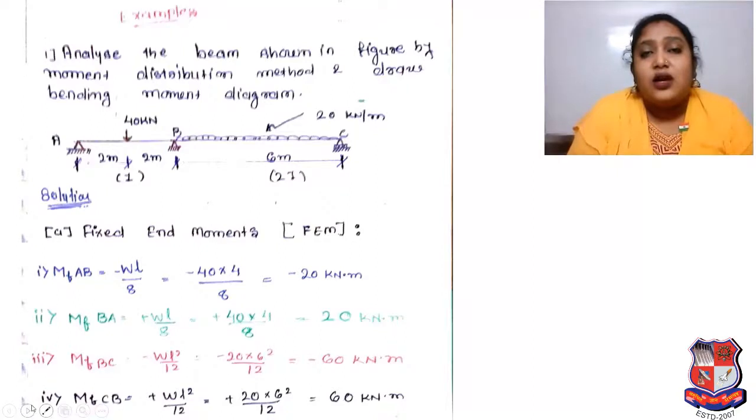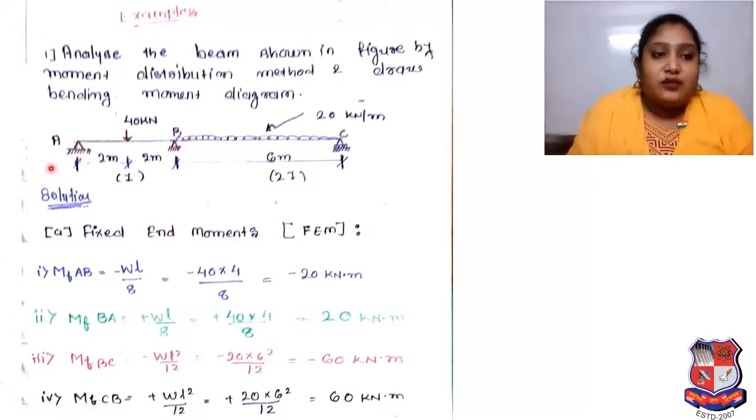So dear students, please focus on those steps properly. If you understand this problem, then based on that you can calculate similar types of problems easily. So the first problem is: analyze the beam shown in the figure by the moment distribution method and draw the bending moment diagram. So always, I tell you, we have to read the data, what is given and what we have to find, because there are so many types of problems.